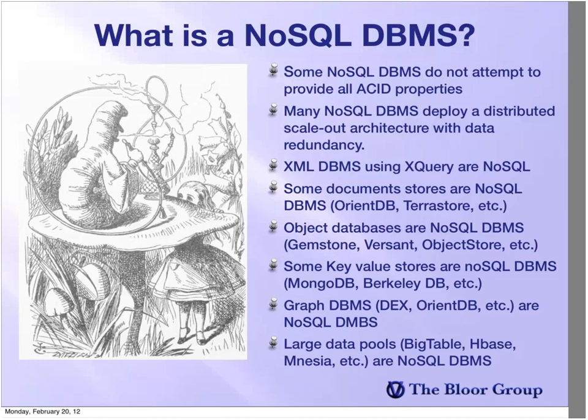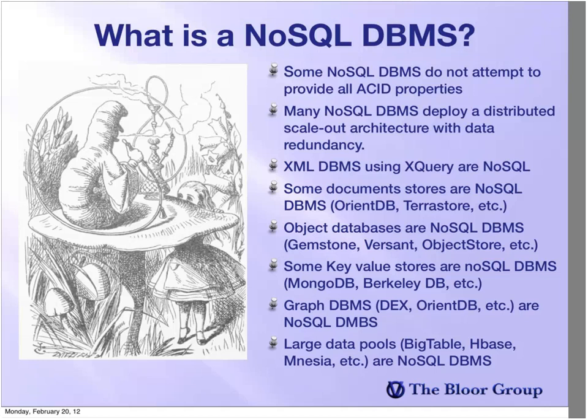Many NoSQL databases deploy distributed scale-out architecture with data redundancy. In other words, they're not only able to do big data, but they're also able to do big data without failing. You know, we're talking about non-stop. We're talking about 100% availability. And then there's the other things that have crawled out of the woodwork, because a lot of other products that weren't calling themselves NoSQL suddenly realized that they could call themselves NoSQL.